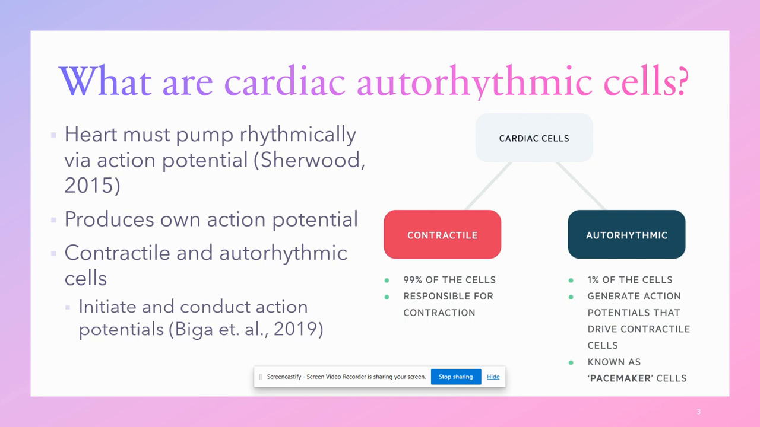Contractile cells make up 99% of the cardiac muscle and achieve the actual pumping of the heart. Autorhythmic cells, on the other hand, make up the rest of the heart and they do not contract. However, they do initiate and conduct the action potential for the contractile cells. So these cells are going to serve as the pacemaker in initiating the cardiac cycle and provide a conduction system to actually synchronize or organize the contraction of muscle cells within the heart.